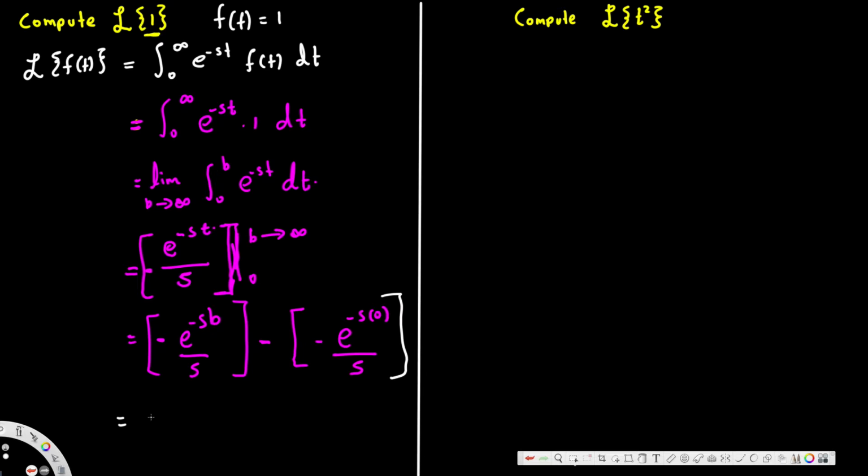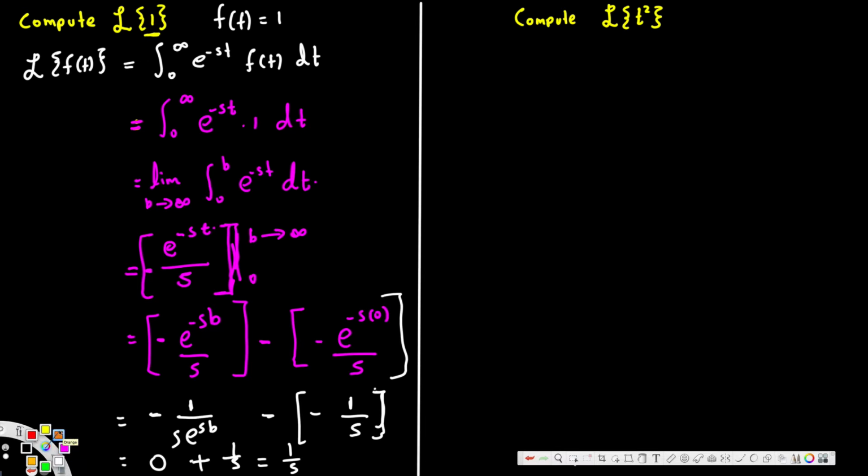We can also write this as minus 1 over e power sb times s, and minus, this is going to be just e power 0, that's 1 over s. If we substitute infinity for b, the first term is going to be 0, because e power infinity is a big number in the denominator. Minus that gives plus 1 over s. So finally we get 1 over s. The final answer is F of s equals 1 over s. That's the Laplace transform of 1.